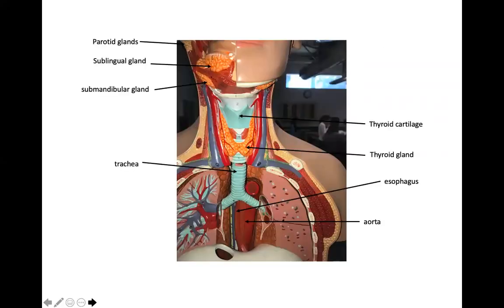Hi, everybody. This lecture is focused on the digestive system anatomy, looking at some of the main models of the digestive system. So let's go ahead and get started.